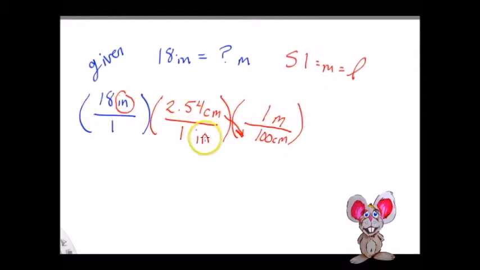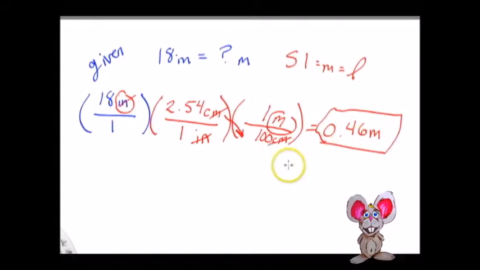So now, cross-cancel, cross-cancel, cross-cancel, cross-cancel. What's left? The only unit of measure that's left is meters. So 18 inches times 2.54 times 1 is going to give us 0.46. So this equals 0.46 meters. And there is our final answer.